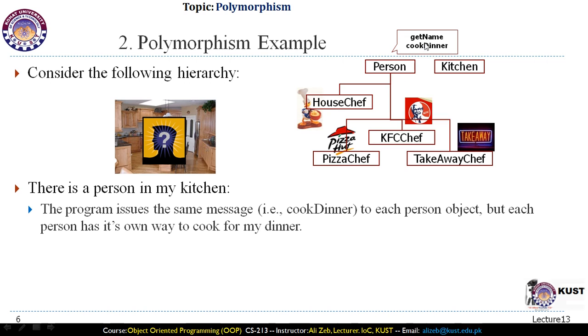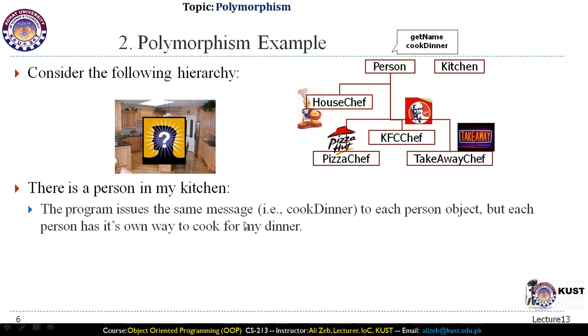Those methods are a getName method that should return the name of the cook or the person, and then a cookDinner method, and this method should be inherited by all of these subclasses of the person class. And when I call a specific person from these classes, the specific cookDinner method of that class should be executed. For example, if I call a house chef class's cookDinner method on the object of the house chef, the method of the house chef should be executed.